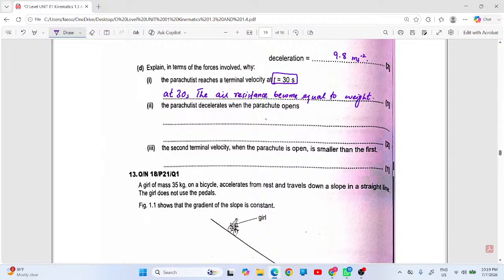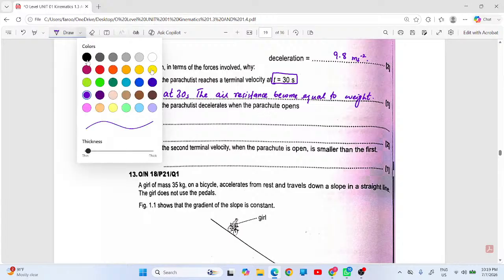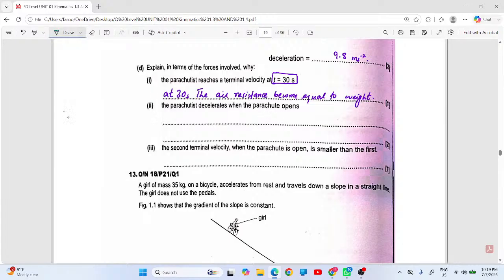Next is: explain in terms of forces involved why the parachutist decelerates when the parachute opens. Think, what will you say?